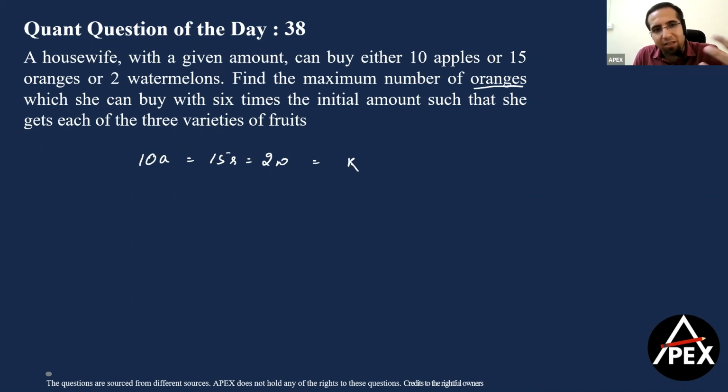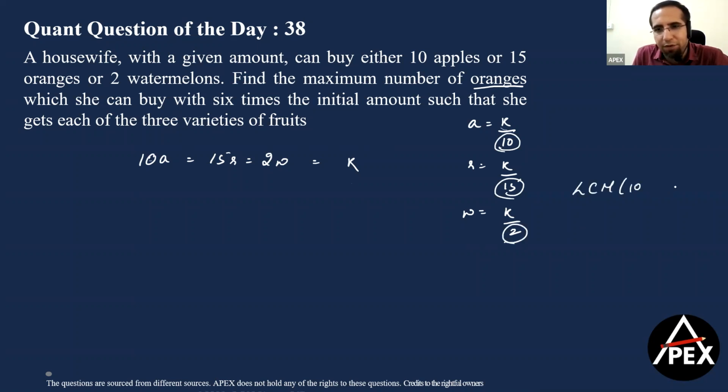Right now, what generally students do is they either take it in the form of A equal to K, and they write R is equal to. So the minute you visualize that of each orange, that means you're dividing the price of each apple and each watermelon. So therefore, we rather assume the value of K to be a multiple of 10, 15, and 2. So I assume K to be LCM of 10, 15, and 2, which happens to be 30. So I would rather take the total cost price as 30K.